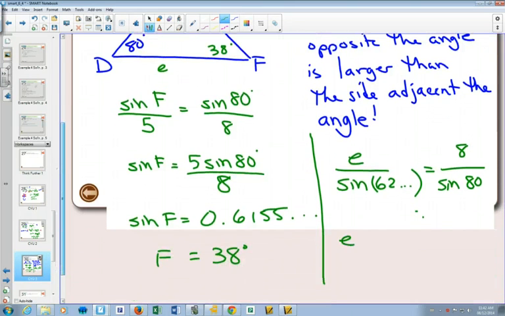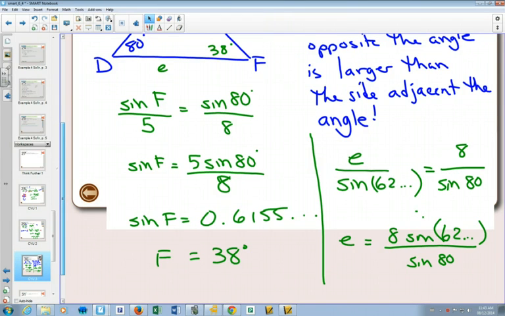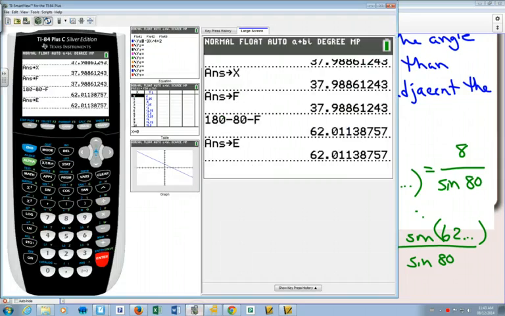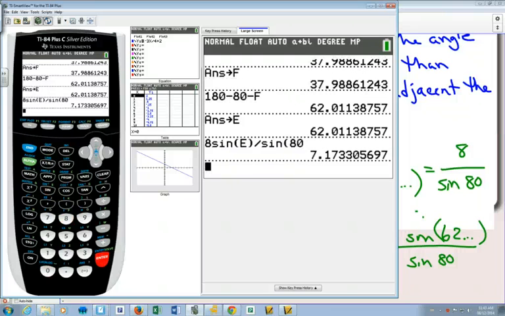Multiply both sides by the sine 62. Again, I'm going to put the dot, dot, dot there to show that I'm using the actual answer. Let's go to our calculator and see what difference it makes. So it'd be 8 sine, and that was angle E that I used, right? So I'll go alpha E to get it from my storage, divided by sine 80, which gives us 7.17.